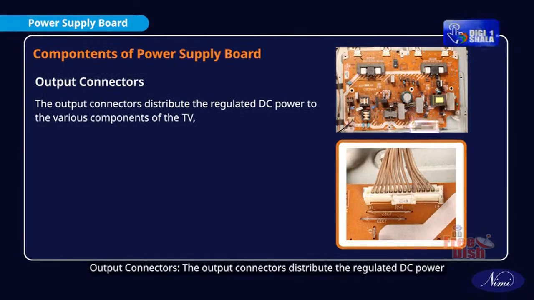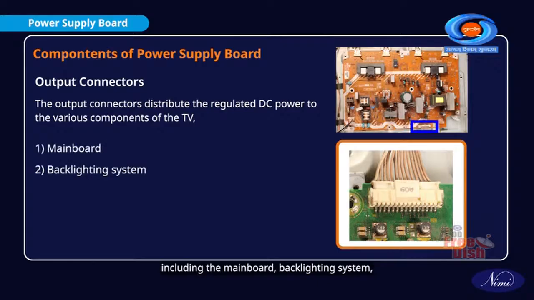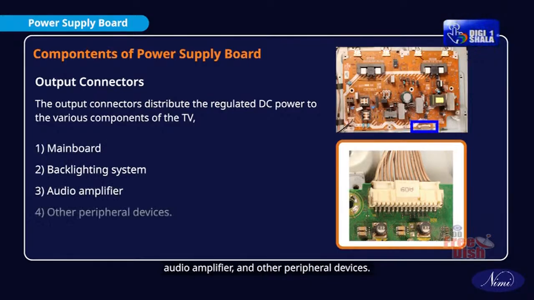Output connectors. The output connectors distribute the regulated DC power to the various components of the TV, including the main board, backlighting system, audio amplifier, and other peripheral devices.